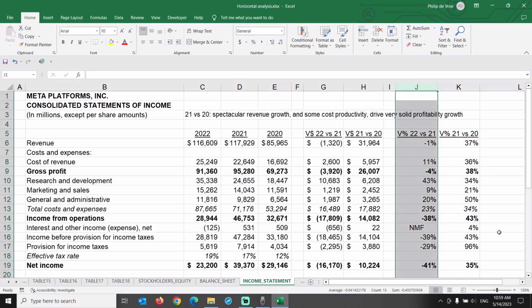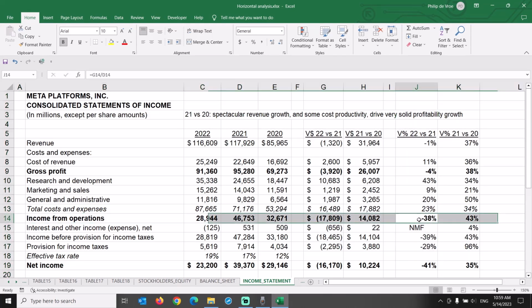Horizontal analysis of 2022 versus 2021. A decrease in income from operations of 38%. Revenue slightly down by 1%, with total costs and expenses up 23%, leading to an $18 billion or 38% decrease in income from operations. It's very clear what the major cost category is that drove the cost increase. R&D, up 43%, or nearly $11 billion.